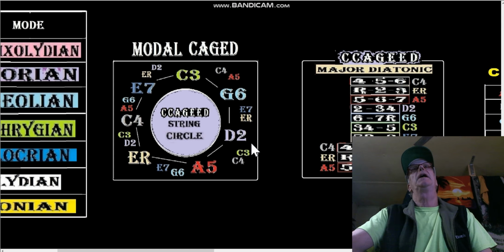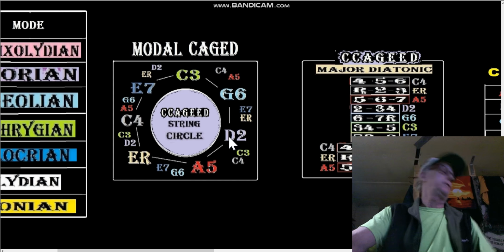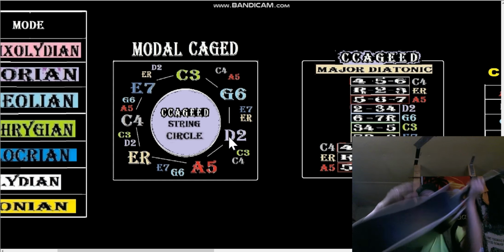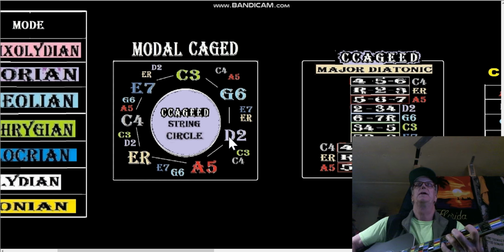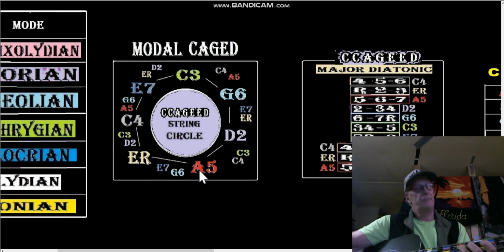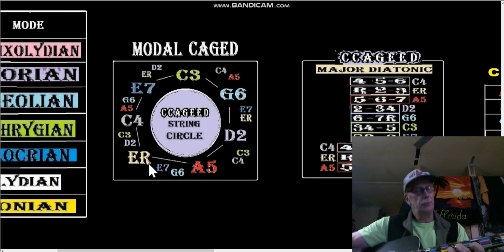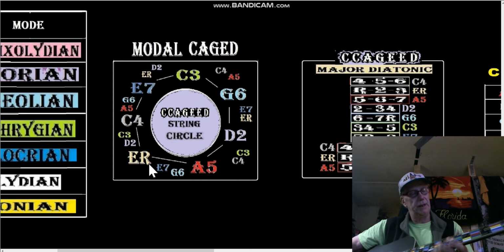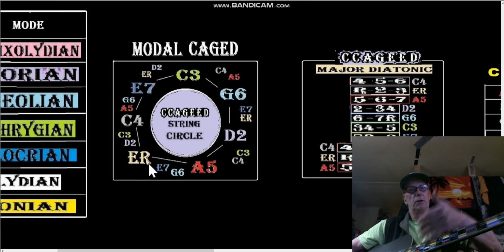Modal cage, we have a cage circle that goes around here. C3 goes to G6, goes to D2. Let's play that. Right here, C3, 3 4 5 goes to G6, 6 7 root. Goes to D2, 2 3 4, goes to A5, 5 6 7. Now we're going to play away. Goes to E root, root 2 3, play away. We played out of the modal cage, and we're going forward almost to the next cage shape.